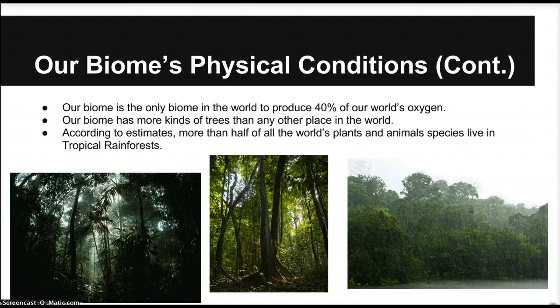Our biome's physical conditions continued. Our biome is the only biome in the world to produce 40% of our world's oxygen. Our biome has more kinds of trees than any other place in the world. According to estimates, more than half of all the world's plant and animal species live in tropical rainforests.